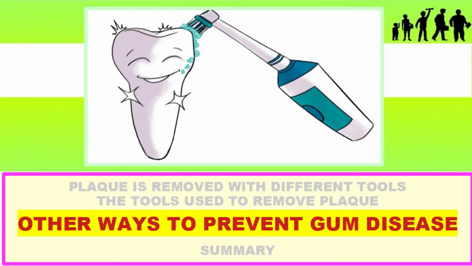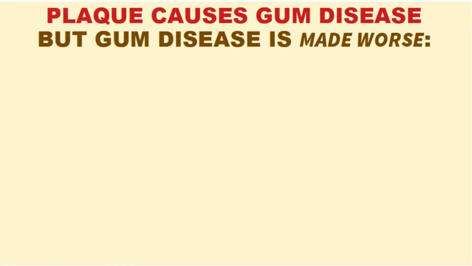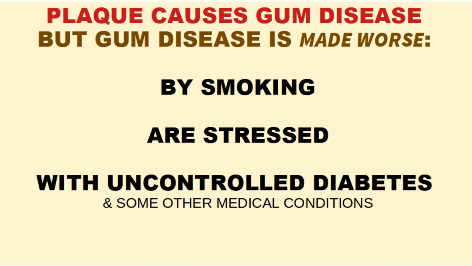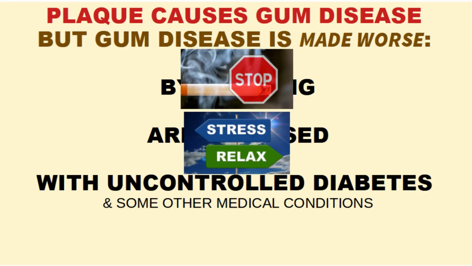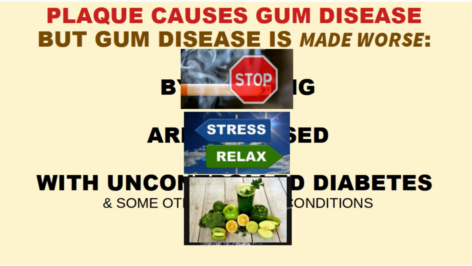Other ways to prevent gum disease. Plaque causes gum disease, but gum disease is made worse by smoking, when you are stressed, and with uncontrolled diabetes and some other medical conditions. So preventing gum disease also means stopping smoking, looking at ways to reduce stress, and for people with diabetes to have better diabetes management.